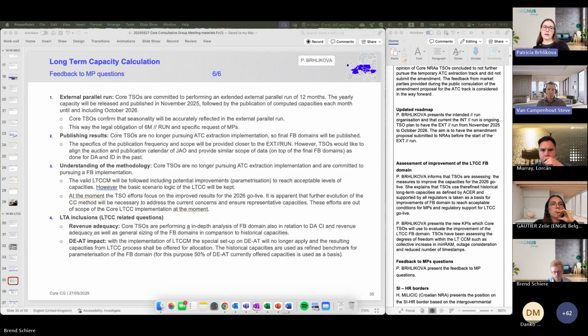But these efforts are currently out of scope of the core LTCC implementation, and that's why we are also not delving into these details in our planning or the current LTCC amendment.